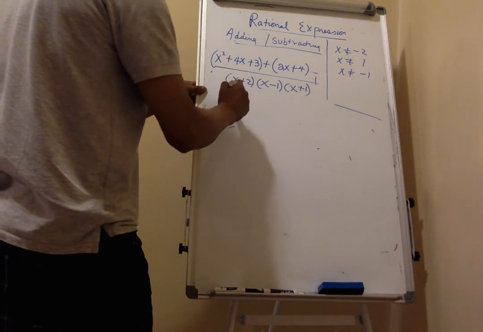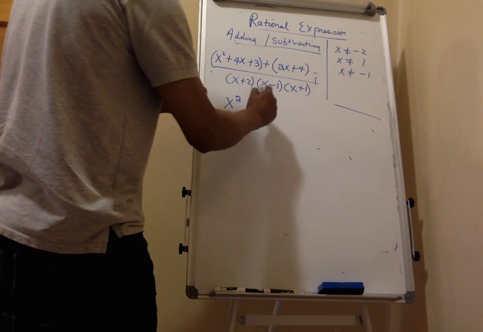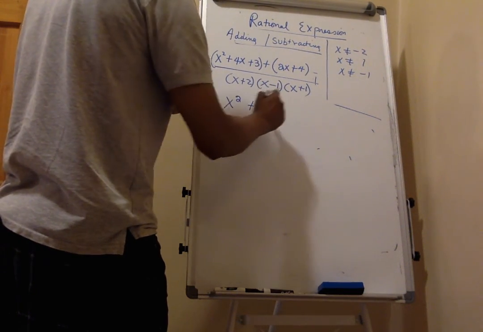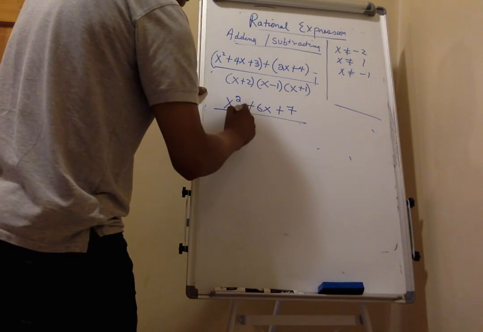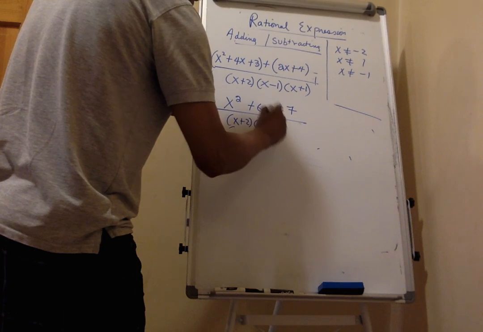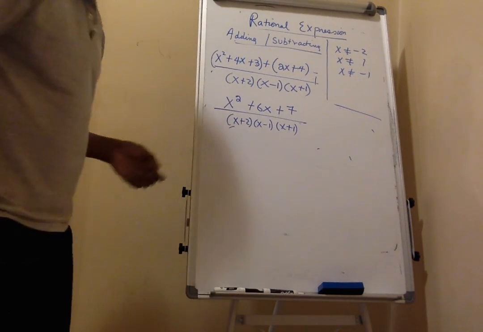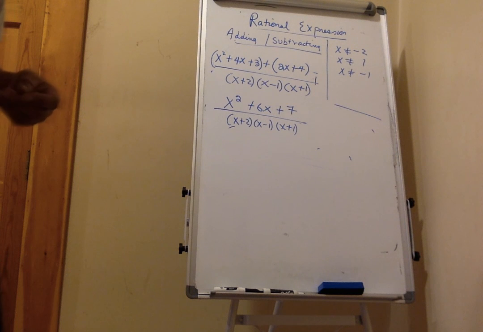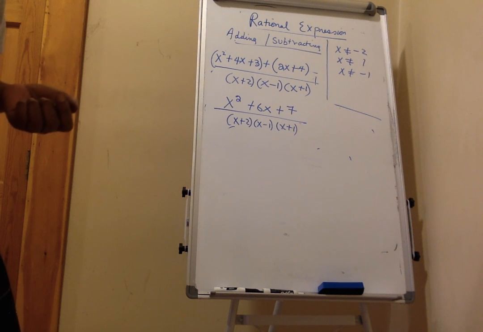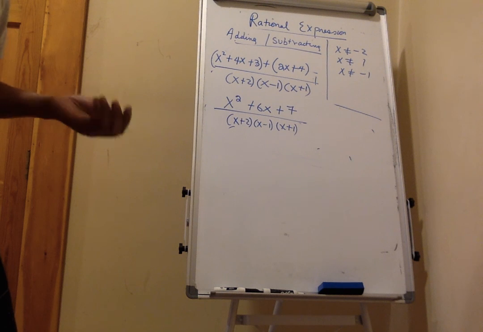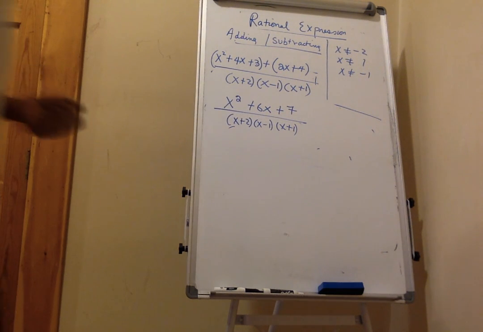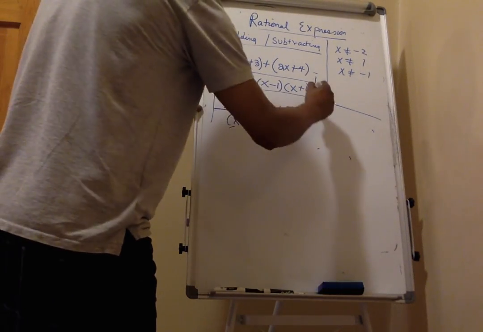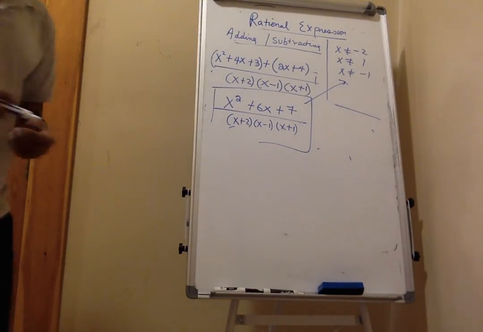So if we add, we end up with x squared. 4x plus 2x is 6x, right? And 3 plus 4 is 7 over x plus 2, x minus 1, and x plus 1. Okay? So you end up with this. Two numbers multiplied will give us 7, and added will give us 6. We can't have that, because the only two factors are 7 times 1 is 7, but the middle term is 6x, so you would end up with this, and your final solution.